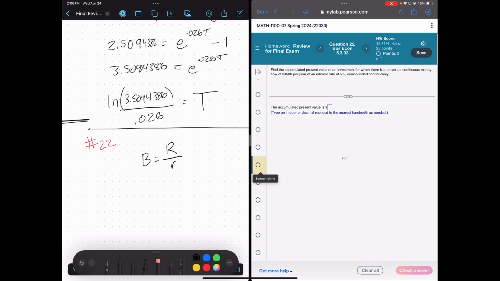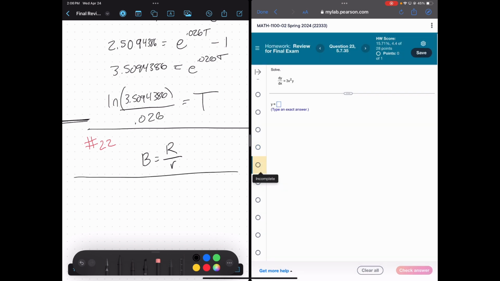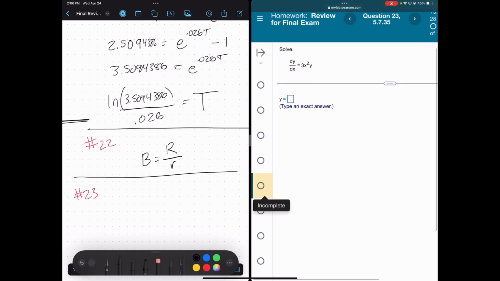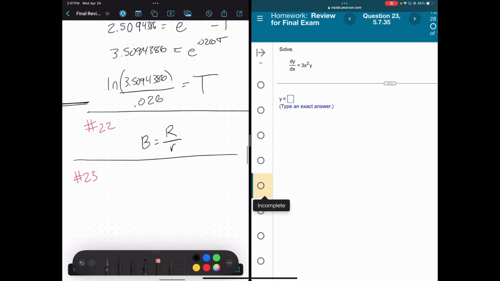Okay. 23. Aha! What type of problem is 23? Yeah, this is a differential equation. How do I know? Because I've got an equation that's in terms of both x and y as well as dy over dx. It's in terms of the derivative as well. So what was my process for solving this again?